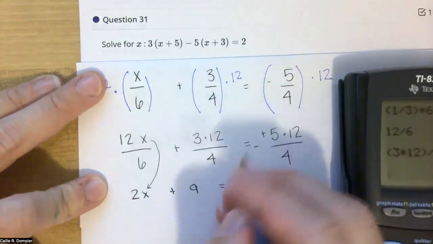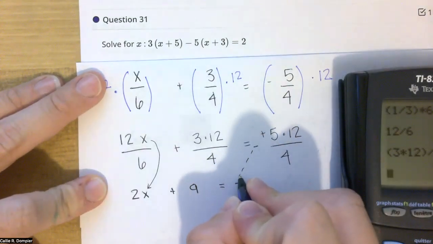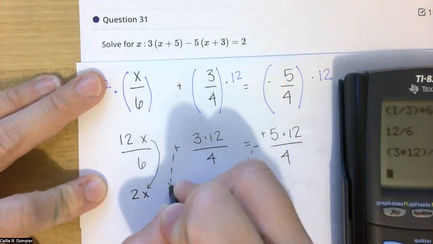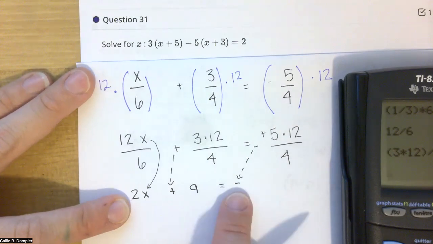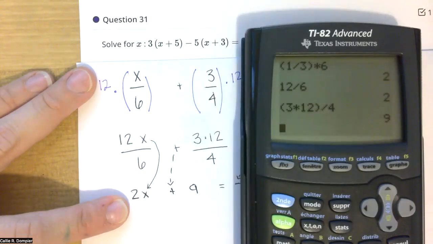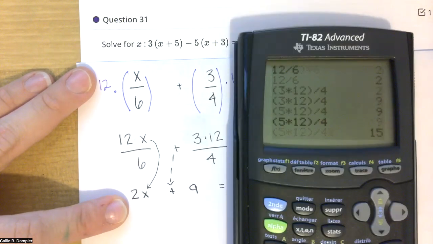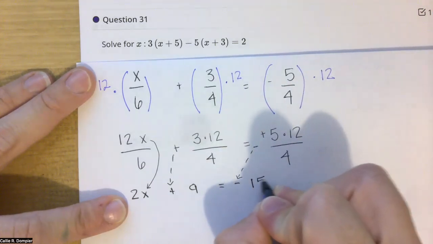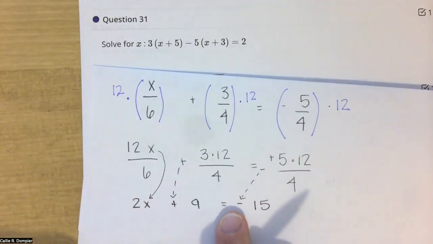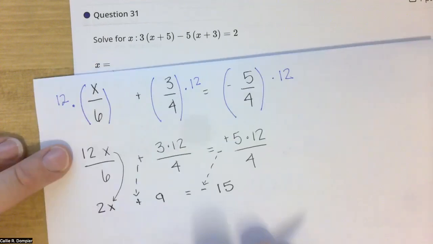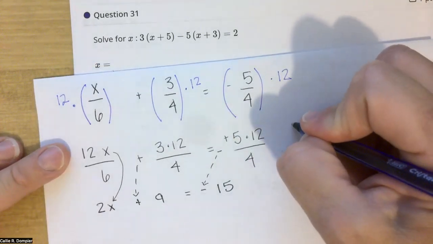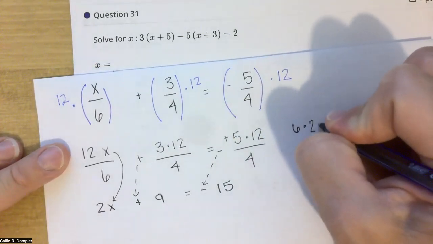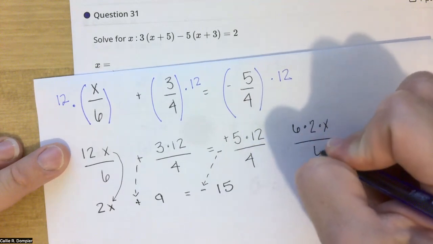And here we have negative, right? So that stays, that stays. The x stays, the plus stays, the negative stays. 5 times 12 divided by 4, 15. -15. Good?